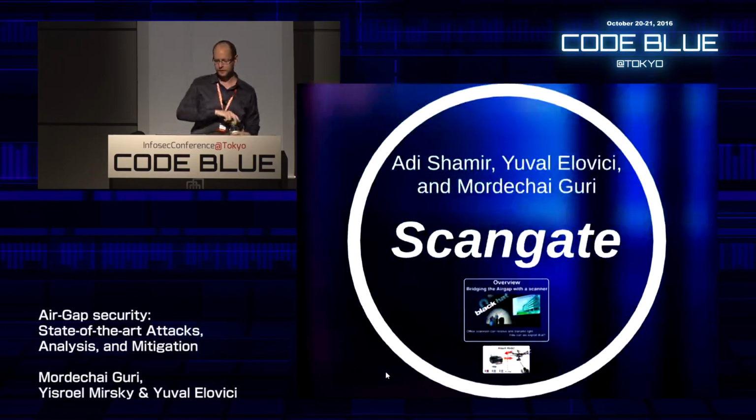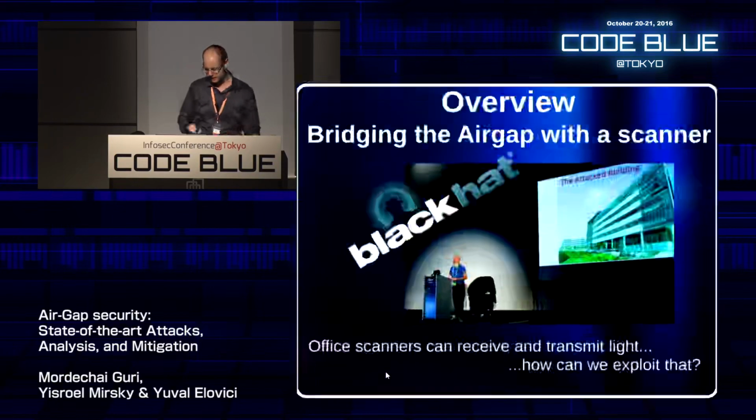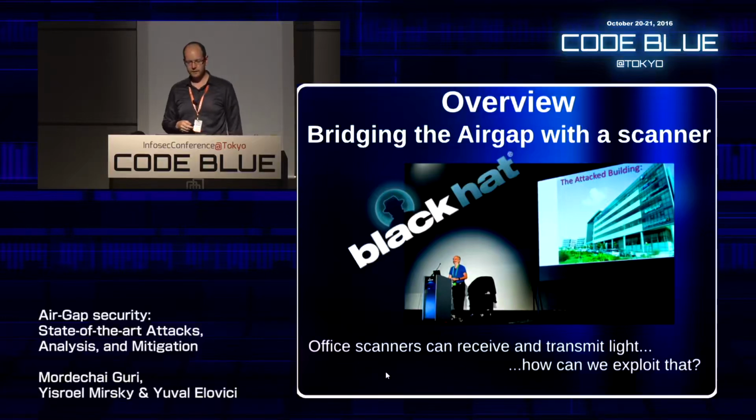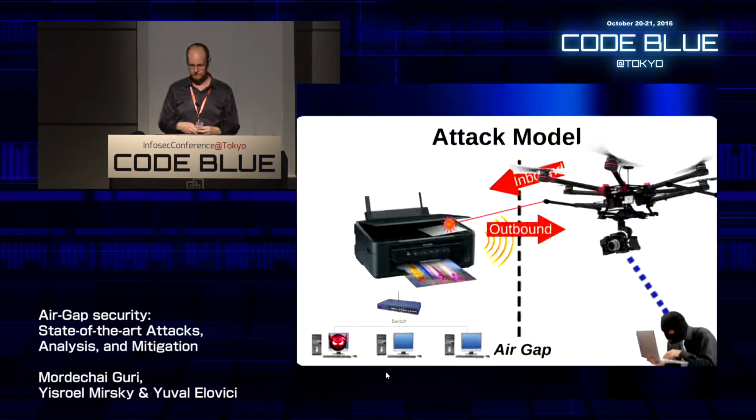Okay, so let's talk about the next method, which is ScanGate. ScanGate was proposed by Adi Shamir in collaboration with our labs as well, and presented at Black Hat a few years ago. The idea is you have office scanners which can light up the room when they scan, if the lights are off or at night. And they can also receive information if the room is light enough or dark enough. So we were wondering, how can you exploit that?